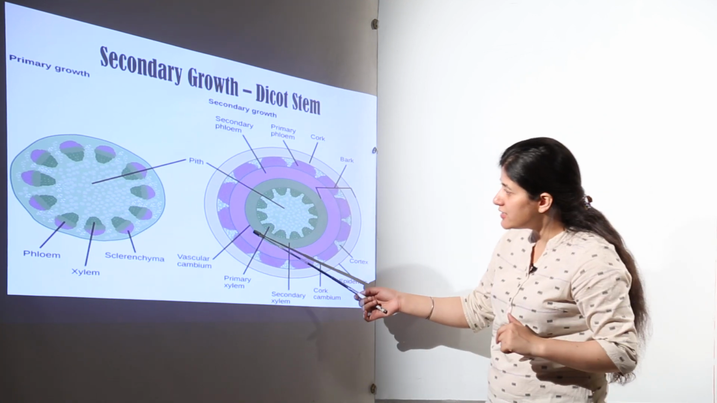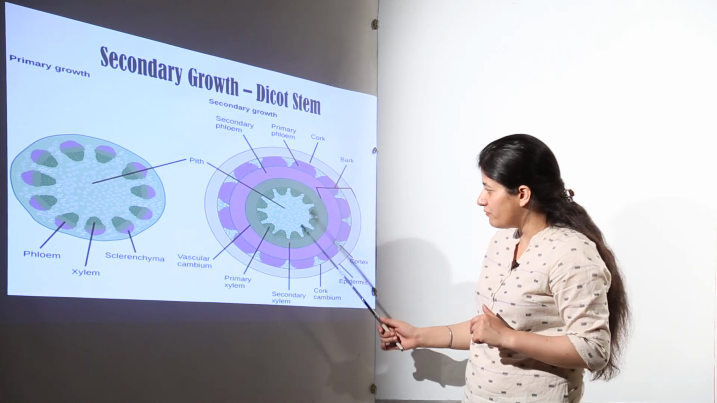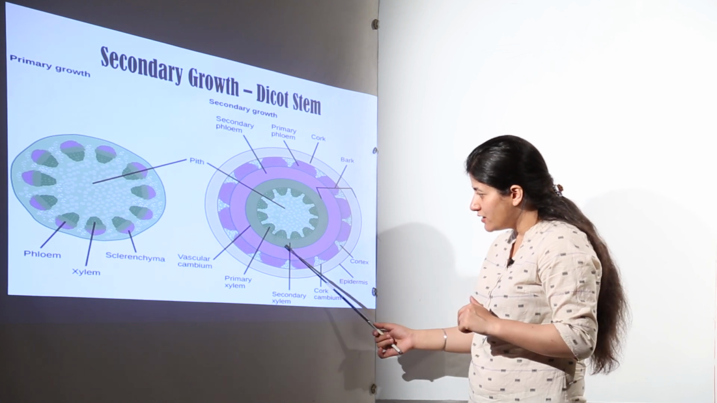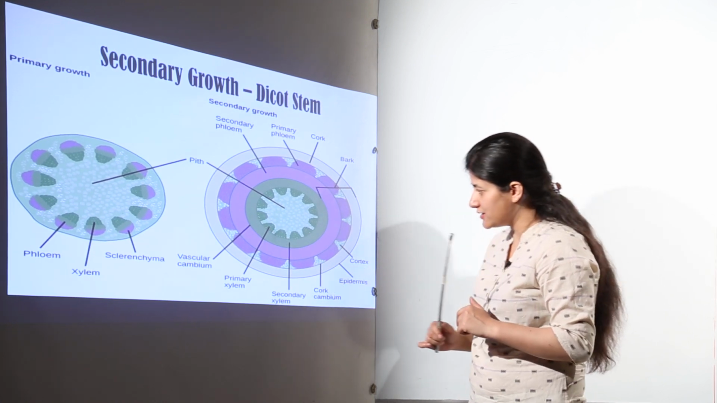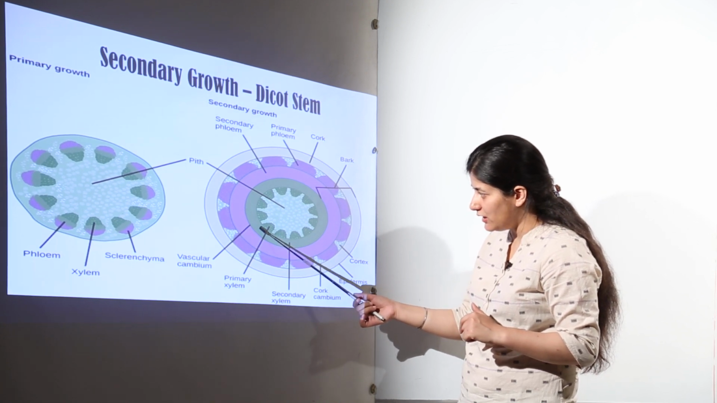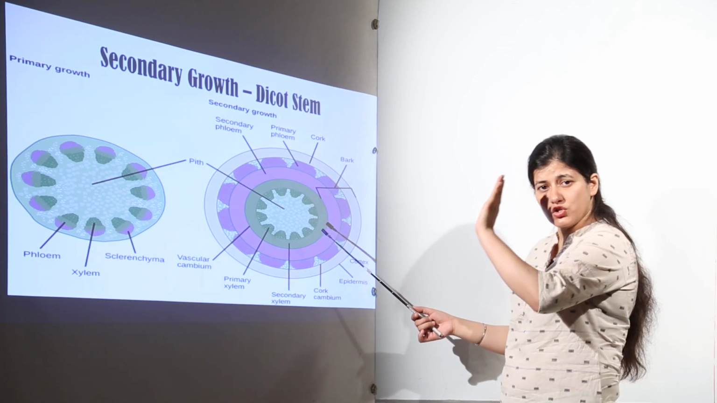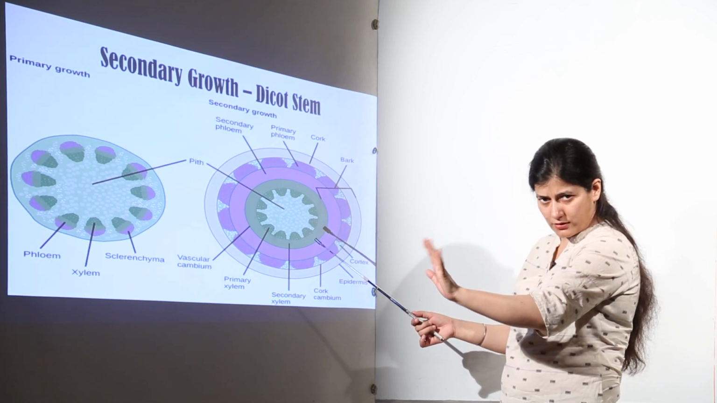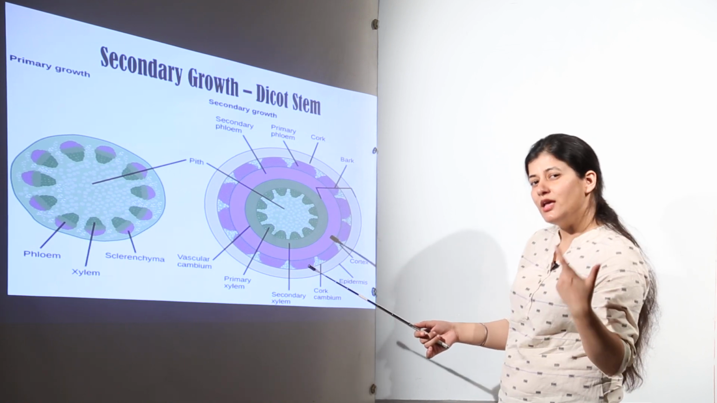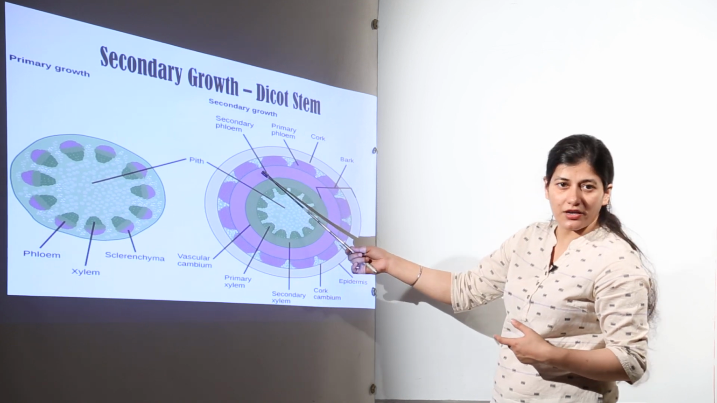Okay. Now this green line is representing the vascular cambium. We have these small projections as the primary xylem. This olive green part is the secondary xylem. This line that separates purple and green is the vascular cambium. So if the vascular cambium is giving rise to secondary xylem towards inside, what it is giving rise to towards periphery is secondary phloem. Okay, this is the secondary phloem.